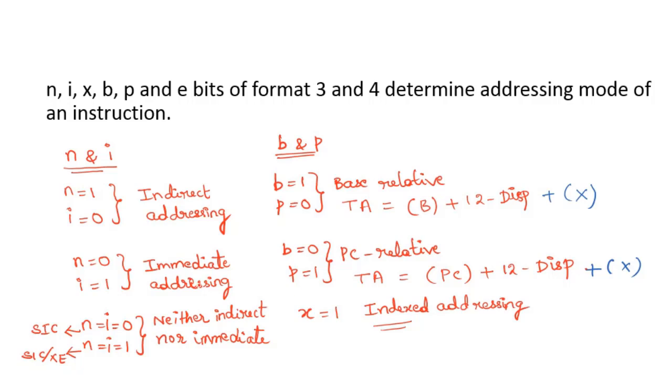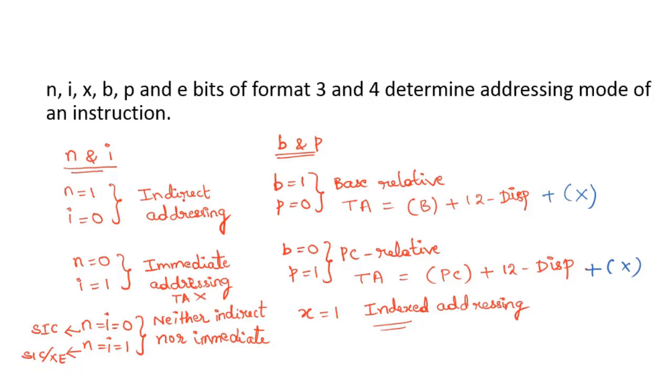Okay, now how to compute target address for immediate addressing? What do you mean by immediate addressing? Data is directly available in the instruction. It is not present in a memory location. That means you don't have to compute the address of the operand. Data is directly present in the instruction itself. So there is no need to compute target address in case of immediate addressing.